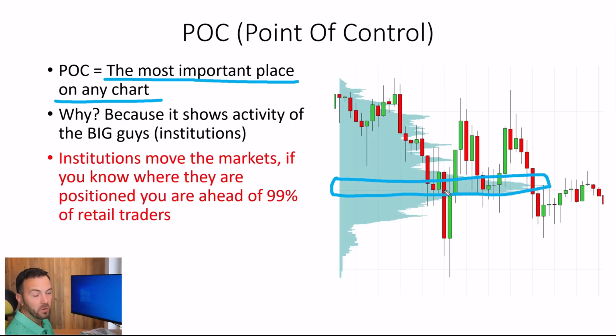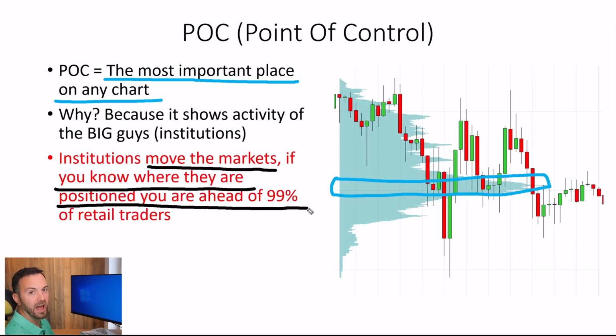And as you probably know, institutions move the market. If you know where they are positioned, then I believe you are ahead of 99% of retail traders. It's interesting because so many professional traders, almost the majority, I would say, use volume profile, at least as an addition to their trading strategy. Institutional traders also use volume profile. This is a standard tool of a professional trader. But if you look at retail traders, not so many of them actually use volume profile.